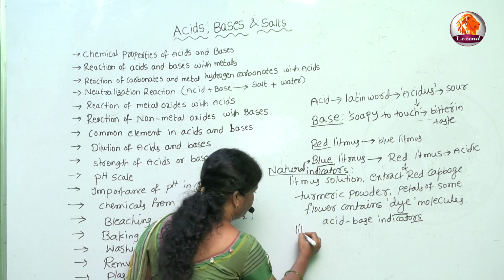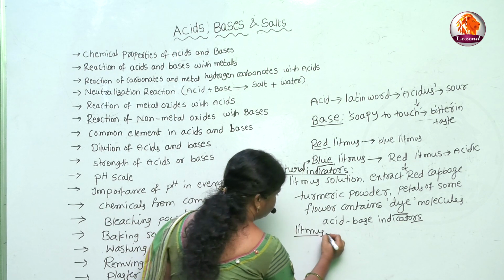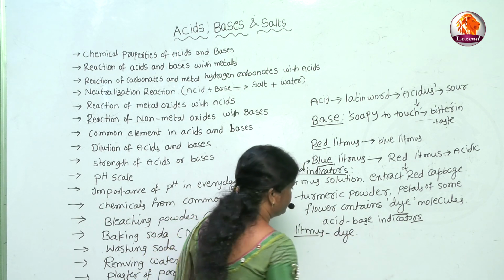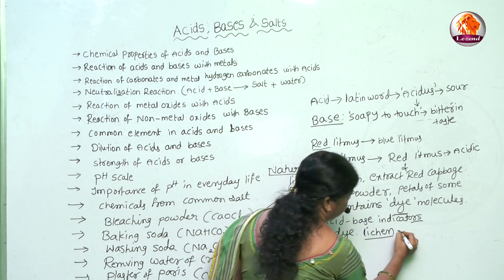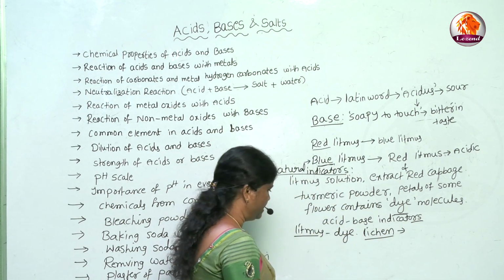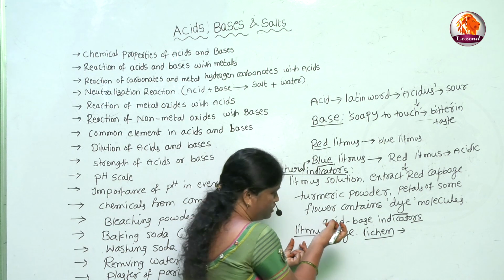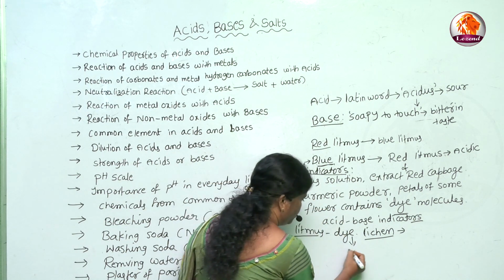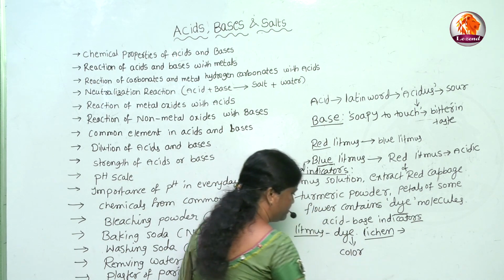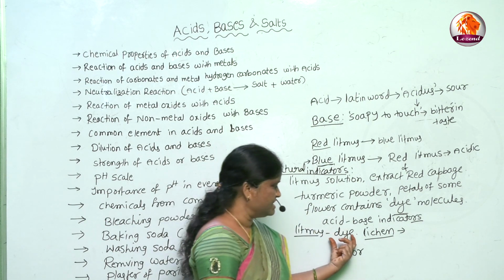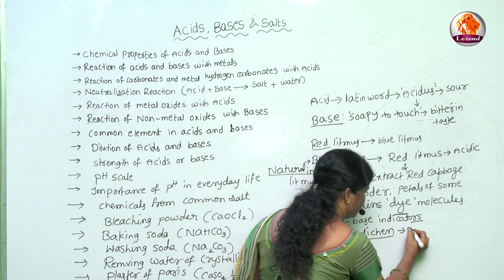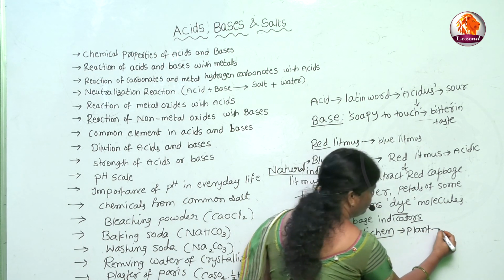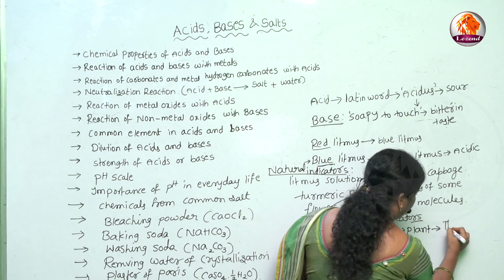Here, litmus, what do we mean by litmus actually? Litmus is a dye extracted from a lichen. Lichen is the name of a plant. Litmus is a dye molecule. Dye means color pigment. The litmus is a dye, and it is extracted from lichen. The lichen is a plant belonging to the division of Thallophyta.